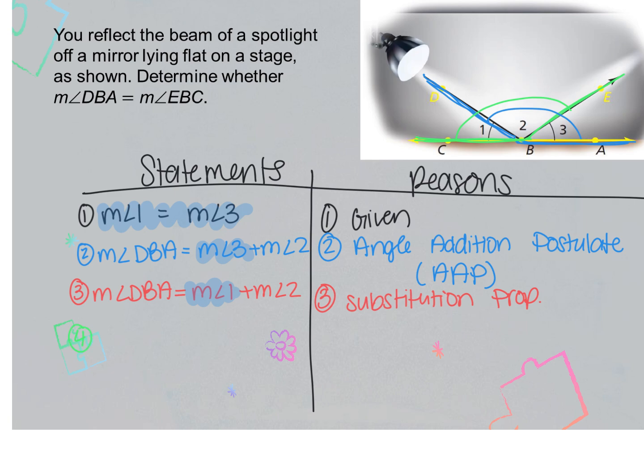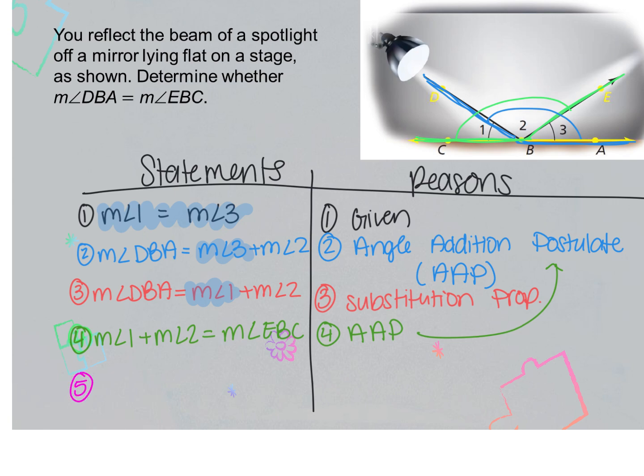So 4, it's a little hard to see that 4. For 4, I'm going to take the measure of angle 1 plus the measure of angle 2, which is going to equal the measure of angle EBC. And yes, this is still going to be angle addition postulate. I'm still doing the same thing. I'm adding those two angles to give me my total. Now I'm going to get my last step.